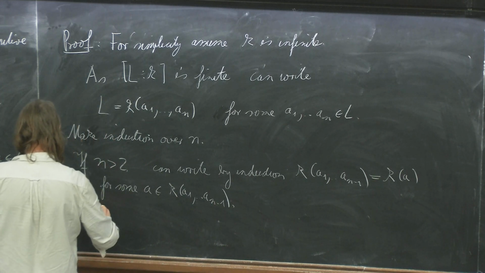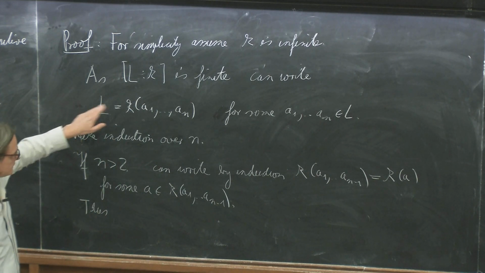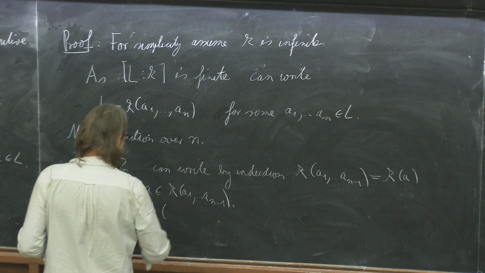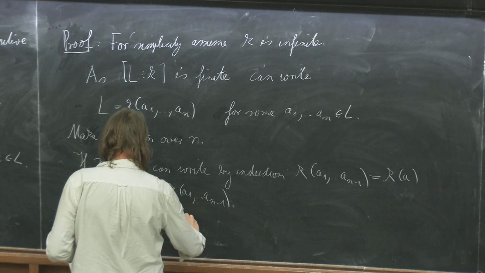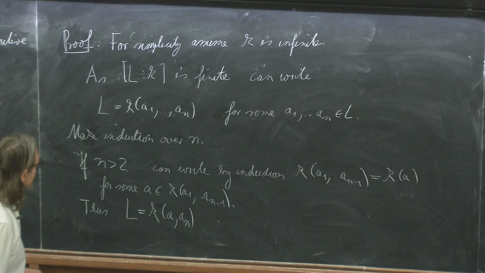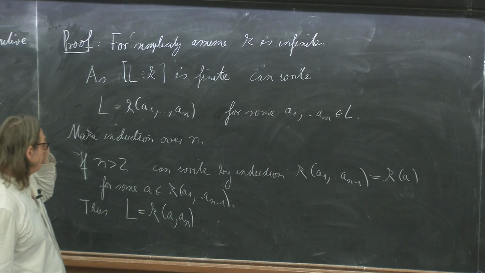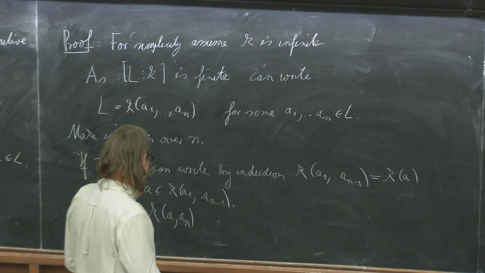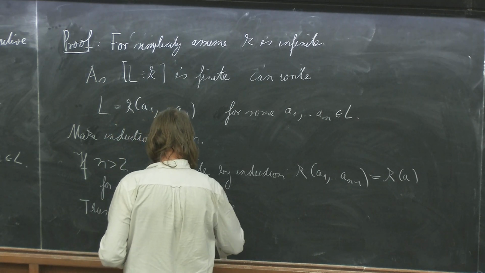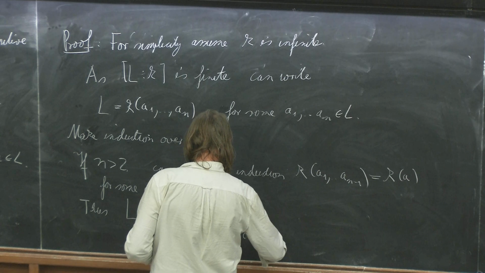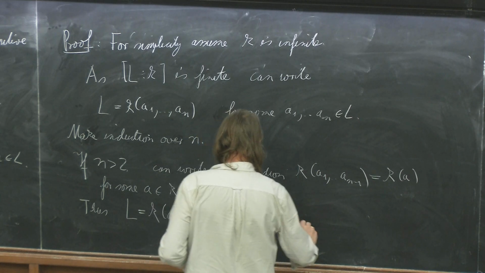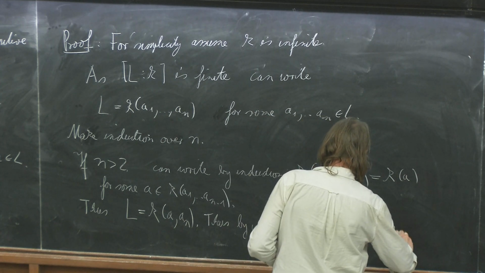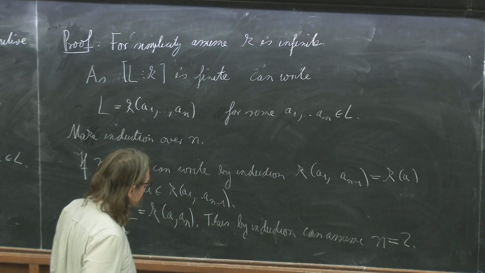So thus, we obtain our L by just adding one more element. Thus, L is equal to K(a, an). So by using this induction, we can therefore assume that L is generated by two elements instead of by an arbitrary number of elements. So thus, by induction, we can assume that n is equal to 2. And we have to then show that n is equal to 1.